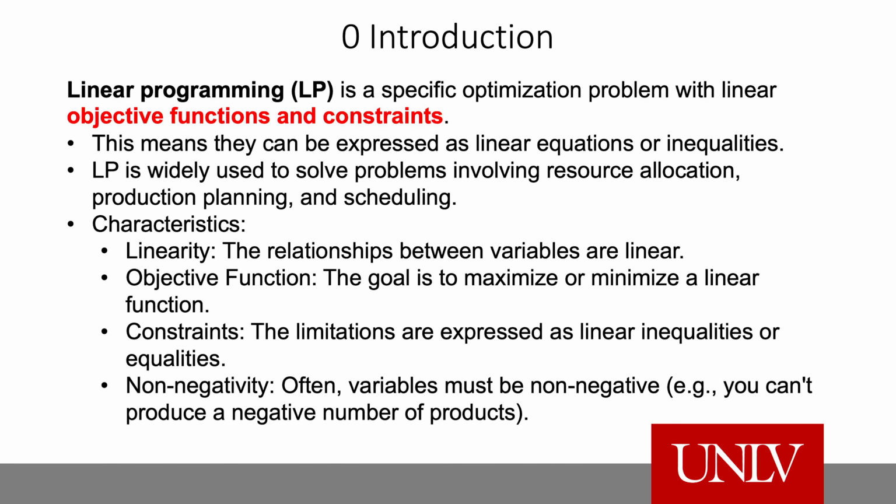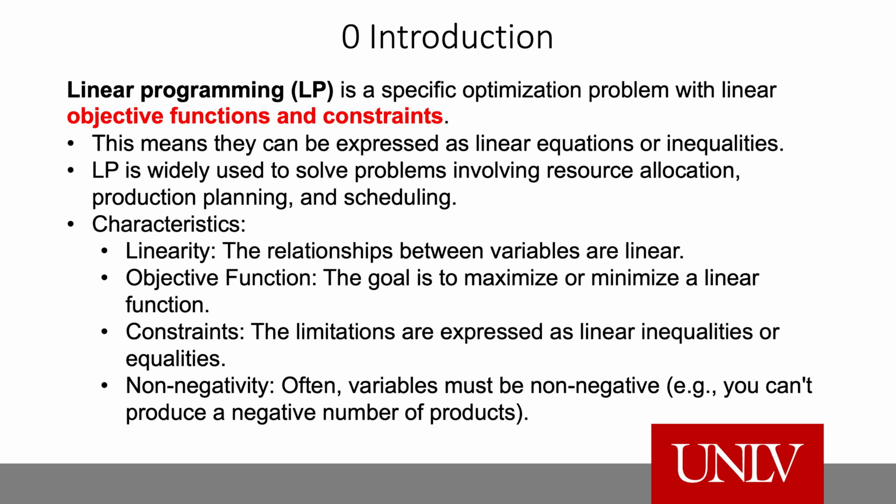Every linear optimization problem, or any optimization problem, has three key components. The objective function, which is what we want to maximize or minimize. Constraints, which are the limits or requirements, like budget or capacities. And then decision variables, which are the controllable inputs we adjust to find the best outcome. So linear programming is widely used for resource allocation, production planning, and scheduling. Basically, anytime we want the best result under limited resources.